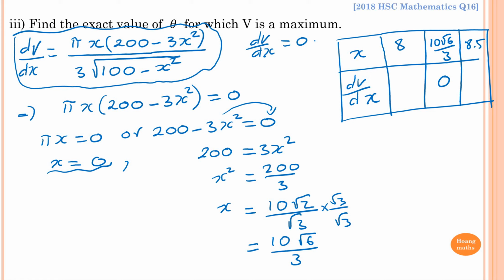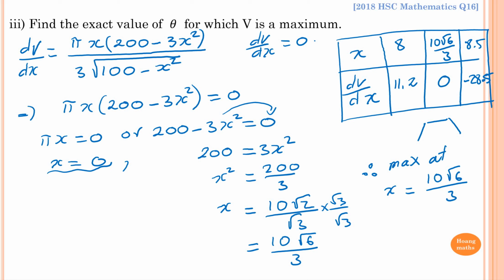Now I just substitute these values in from the calculator, which gives me 11.2 for dv/dx at 8, and then dv/dx for 8.5 is negative 28.5. So which is a positive gradient, 0, and a negative gradient. So therefore we have a maximum at x equal to 10 root 6 over 3.